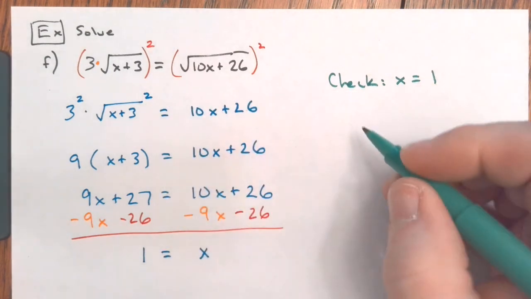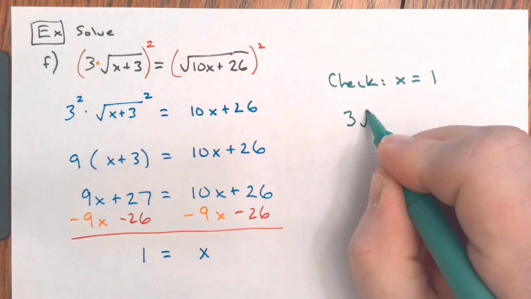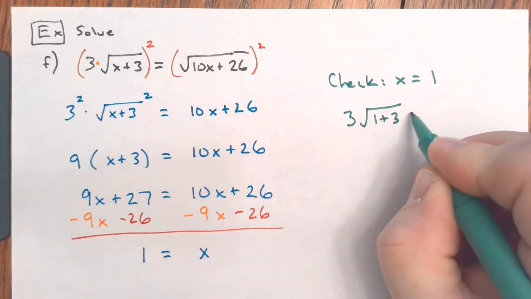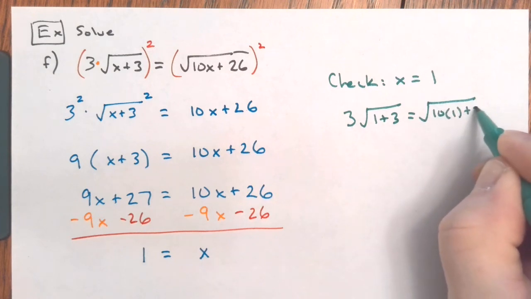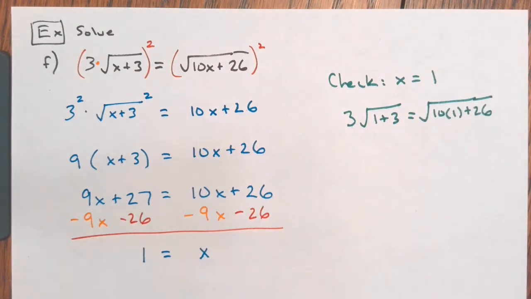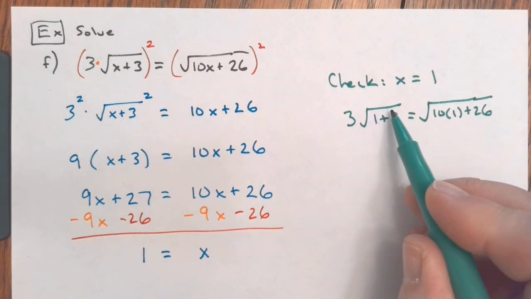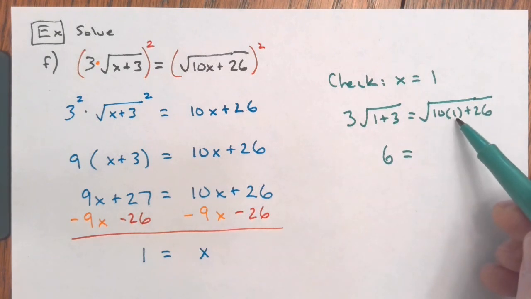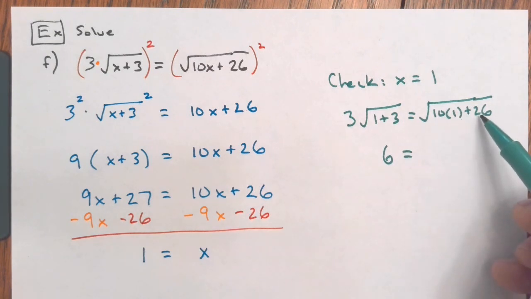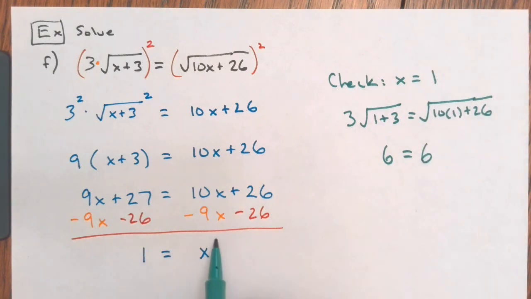So plugging 1 in for our x's, we would have 3 times the square root of 1 plus 3 is equal to the square root of 10 times 1 plus 26. We want to see if that's true or not. 1 plus 3 is 4, and the square root of 4 is 2. And 3 times 2 is 6. On the right side, 10 times 1 is 10, plus 26 is 36, and the square root of 36 is 6. So that does verify that 1 is a solution for this problem.